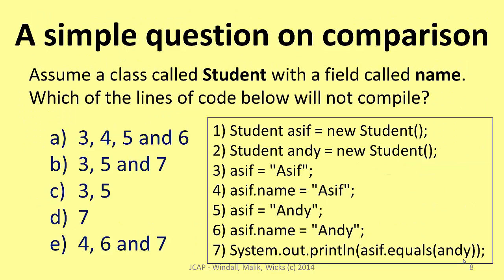Now let's try a simple question again. Let's assume we have a class called student with a field called name, and those are defined. Which of the lines of code below will not compile? I'll give you a moment to try.